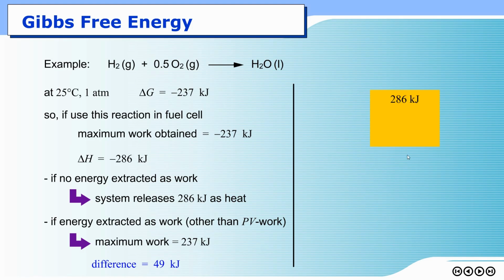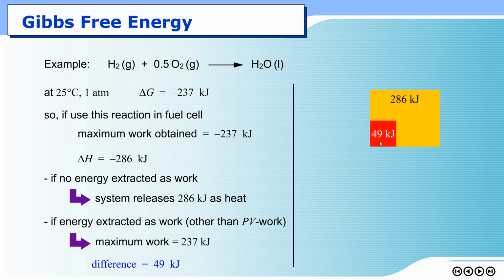So if you have the total amount of energy released from the reaction, this yellow area is the amount of energy of the products subtracted by those of the reactants. So this amount must be released because the reaction is exothermic. 286 kilojoule must be released after the process takes place.